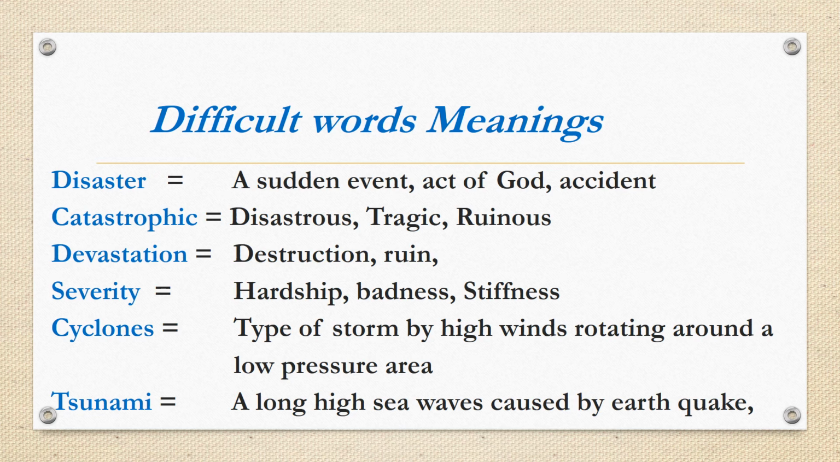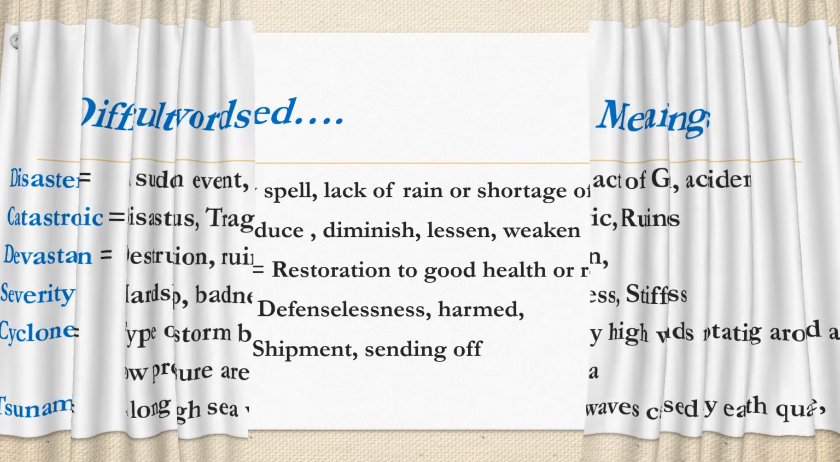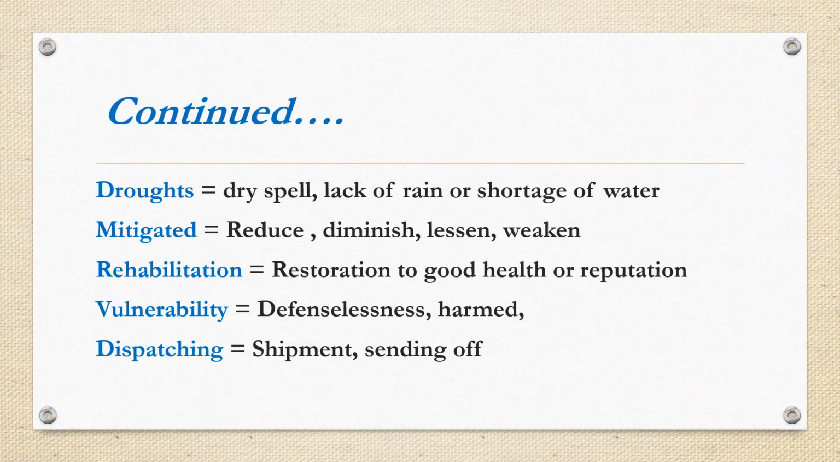Cyclones are a type of storm caused by high winds rotating around a low pressure area. Tsunami: a long, high sea wave caused by an earthquake. When an earthquake comes in the sea, then a sea wave is caused. That is called a tsunami. Droughts: dry spell, lack of rain or shortage of water. In Urdu we can say khushki, qaht sali.